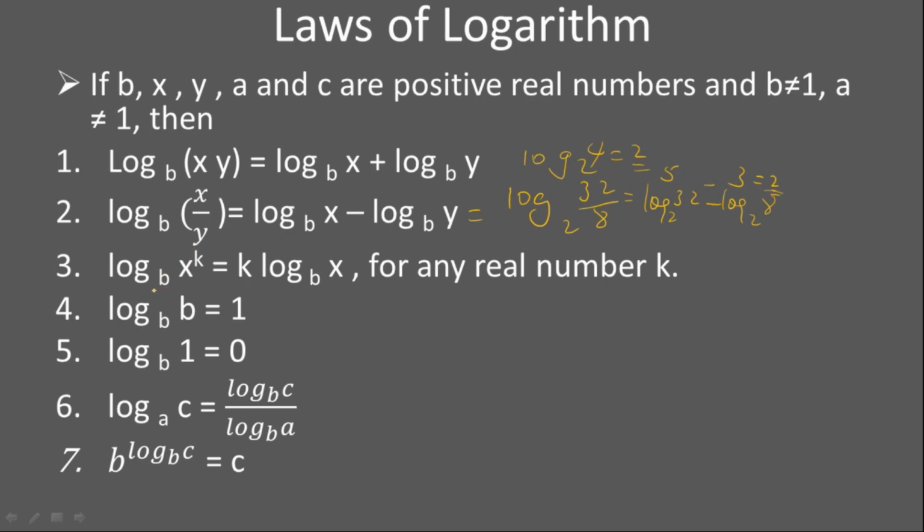The third law: the logarithm of x to the power of k with the base b is equivalent to k times the logarithm of x to the base b, for any real number, whatever the value of k. The exponent can be taken out as a multiplier, without changing the argument and the base.